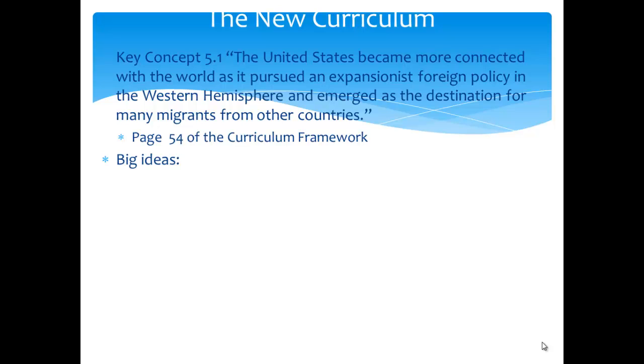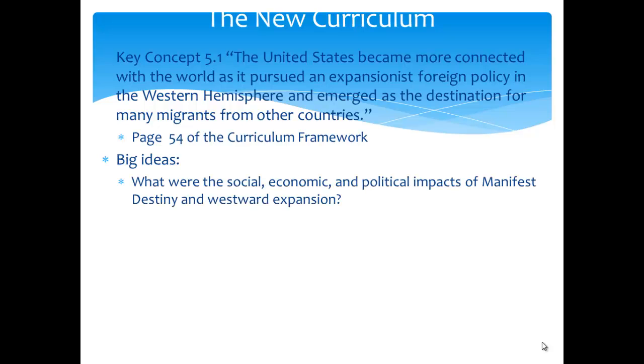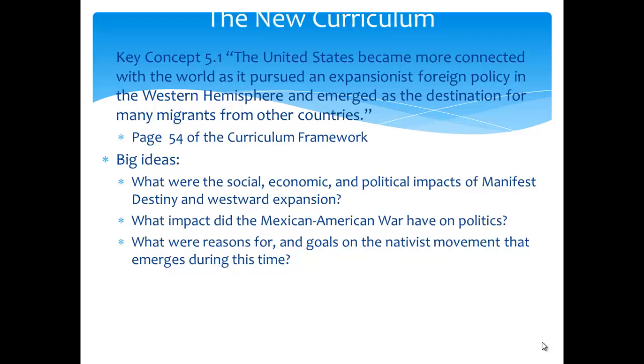All right, here are big idea questions to focus on as we go through here. What were the social, economic, and political impacts of Manifest Destiny and westward expansion? What impact did the Mexican-American War have on politics? And what were the reasons for and the goals of the Nativist movement that emerges during this time that relates to the migrants coming from other countries?